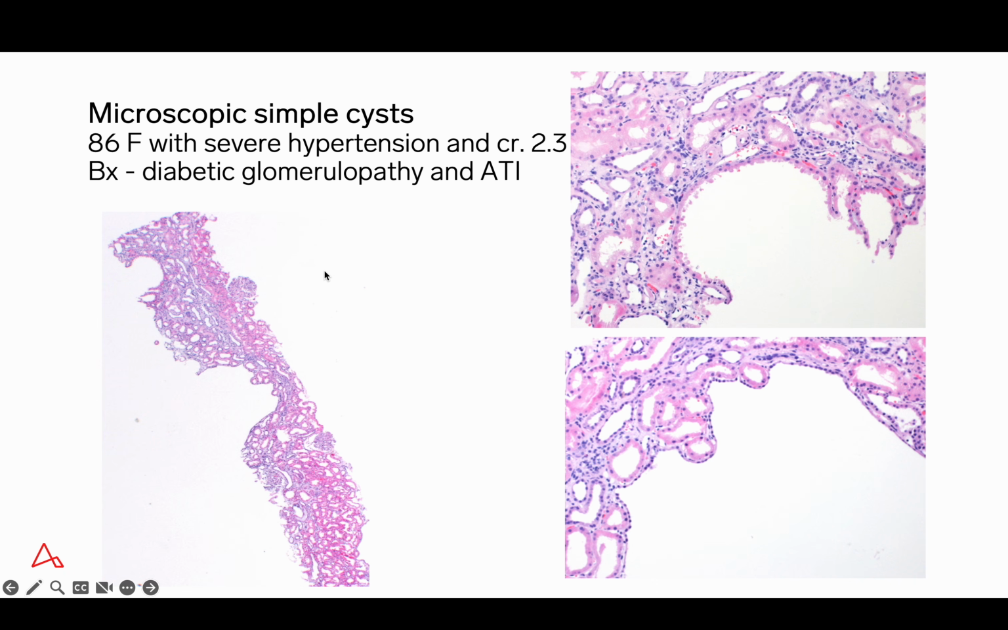Here's another example in which we have an 86-year-old who presented with severe hypertension, creatinine of 2.3. Biopsy showed diabetic glomerulopathy and acute tubular injury. And again, we have multiple small cysts lined by attenuated to low cuboidal epithelium. And I regard these as simple examples of early stage of simple cyst formation.